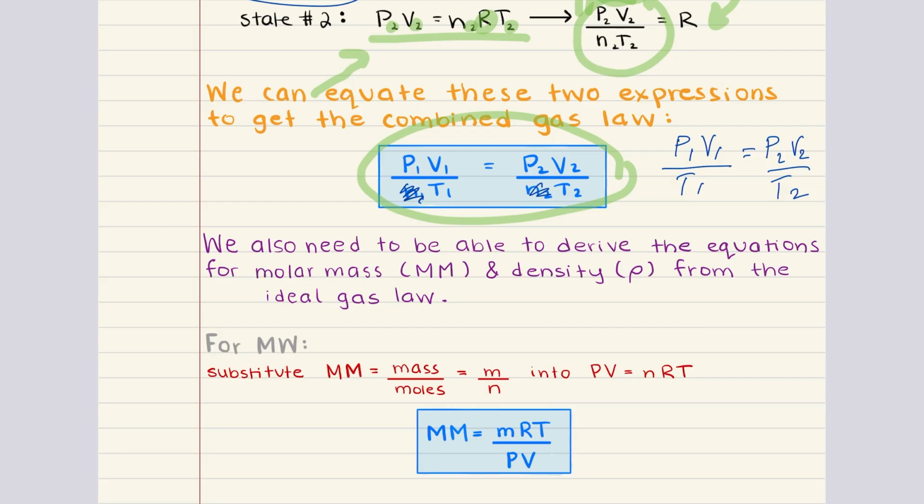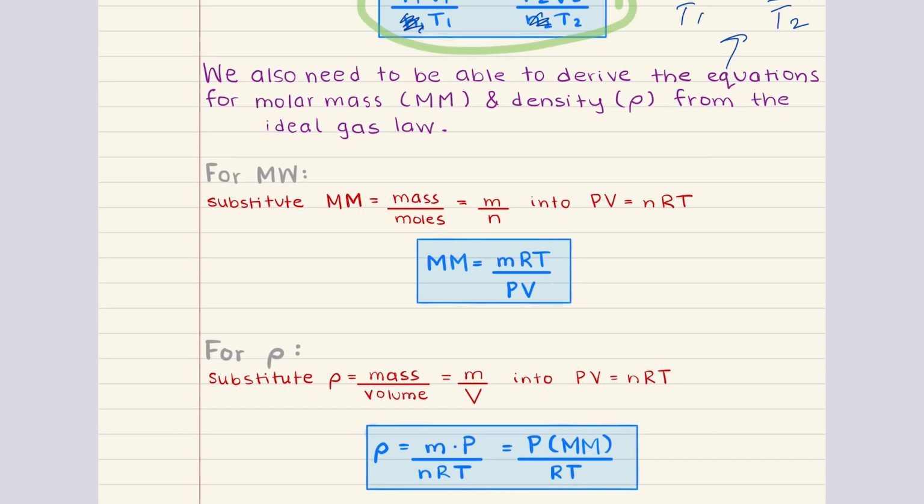And this is actually a very commonly used form of the combined gas law because it applies to sealed systems where the gas amount remains unchanged. Now, beyond predicting how gases behave under different conditions, we can also use the ideal gas law to derive equations for molar mass and density. Let's start with molar mass.